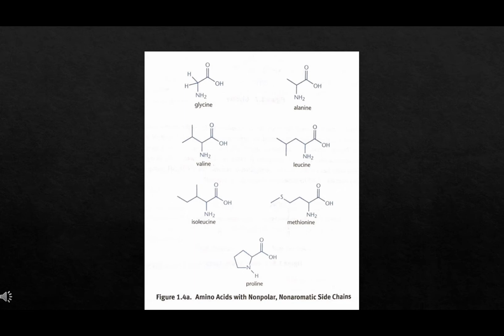Four other amino acids, alanine, valine, leucine, and isoleucine, have alkyl side chains containing 1 to 4 carbons. Methionine is one of only 2 amino acids that contains a sulfur atom in its side chain. Nevertheless, because the sulfur has a methyl group attached, it is considered relatively nonpolar. Finally, proline is unique in that it forms a cyclic amino acid.